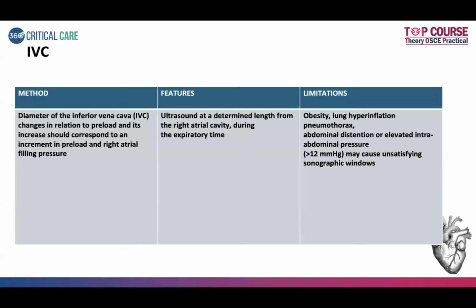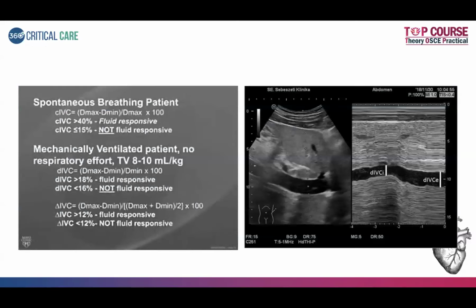Coming on to the next static parameter, that is IVC, which we measure using bedside ultrasound. It is nothing but any change in the diameter of the inferior vena cava in relation to preload. If it is highly compressible or distensible, then we believe that the patient could be fluid responsive and we give a challenge. Usually we measure the ultrasound at a determined length from the right atrial cavity during end expiration. But what are the problems if you don't get a proper window because of obesity, or if the patient has lung hyperinflation, pneumothorax, or increased intra-abdominal pressure? Then this measurement could be confounding.